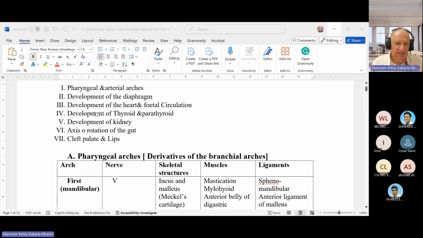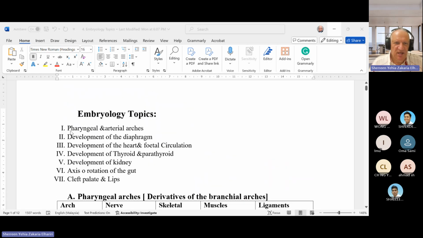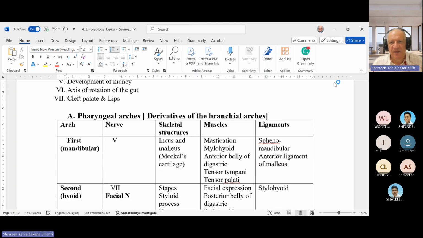What are the important topics in embryology? Of course, pharyngeal arches or aortic arches, diaphragm, development of the heart, thyroid, parathyroid, some related to kidney, axis of rotation of the gut, and the cleft lip and cleft palate.